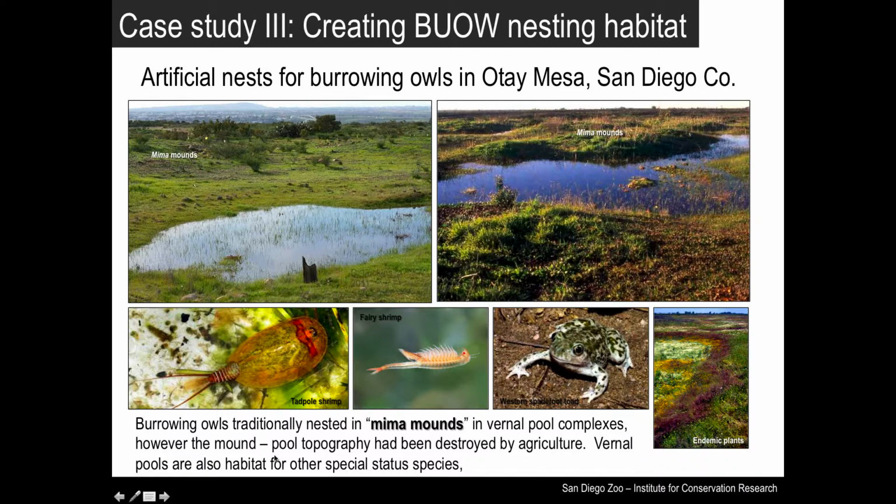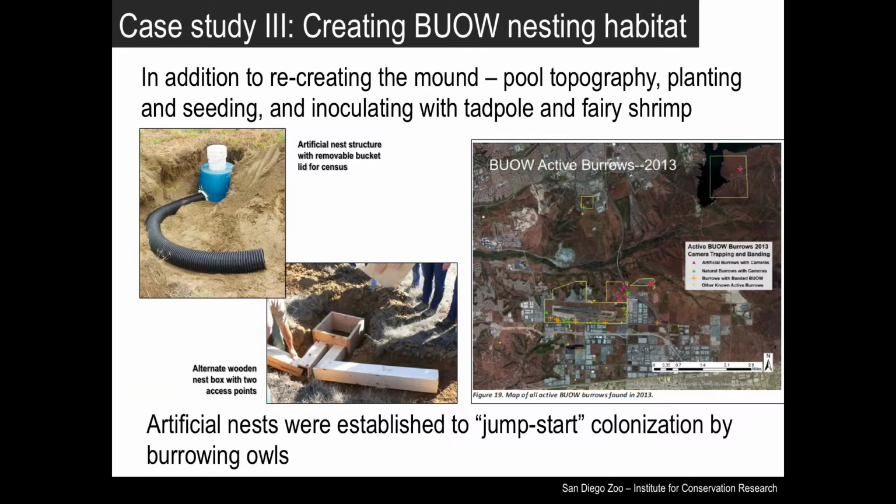Note, by the way, that vernal pools are also habitat for other special status species, and we've talked about this before: tadpole shrimp, fairy shrimp, and the spadefoot toad, and a plethora of endemic plants. So in addition to recreating the mound-pool topography, planting and seeding, and inoculating vernal pools with tadpole and fairy shrimp, artificial nests were established to jumpstart colonization by burrowing owls. It was not expected that the owls would use these artificial nests primarily over time, but that they would help the burrowing owl get reestablished at the site or sustain viable populations over time.